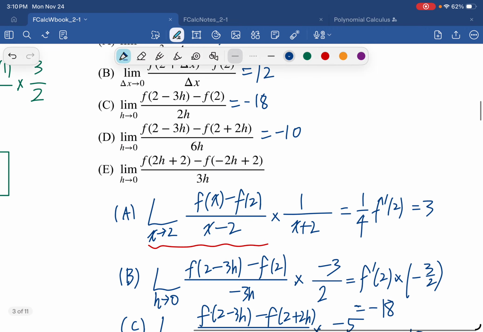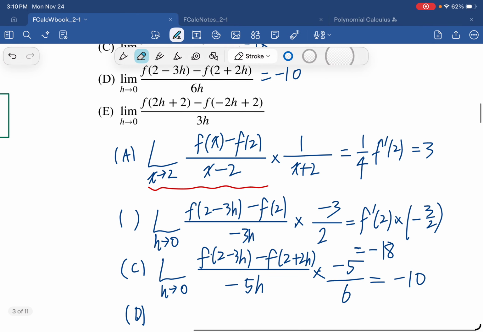Oh, did I write the wrong options? Yeah, so B was pretty easy. So this was C, this was D, and this is now E.